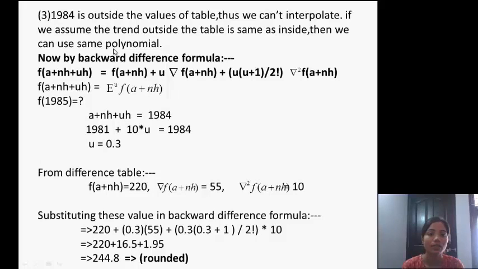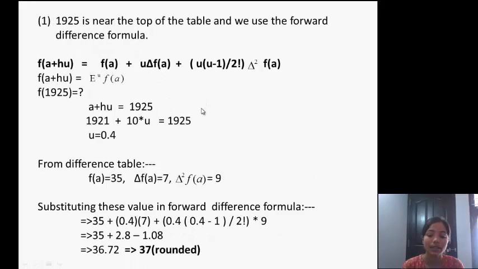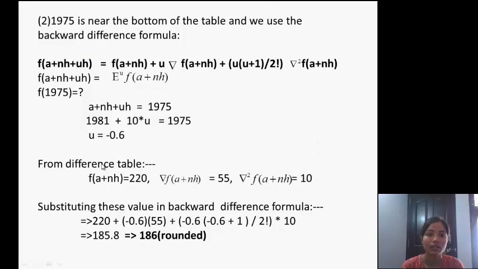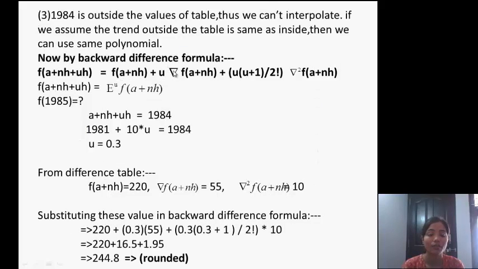Now we have to estimate the population in the year 1984. In our difference table, we can see that 1984 is outside the table, so we can't interpolate. If we assume the trend outside the table is the same as inside, then we can use the same polynomial. Again using the backward difference formula and generating our u, here it is 0.3.